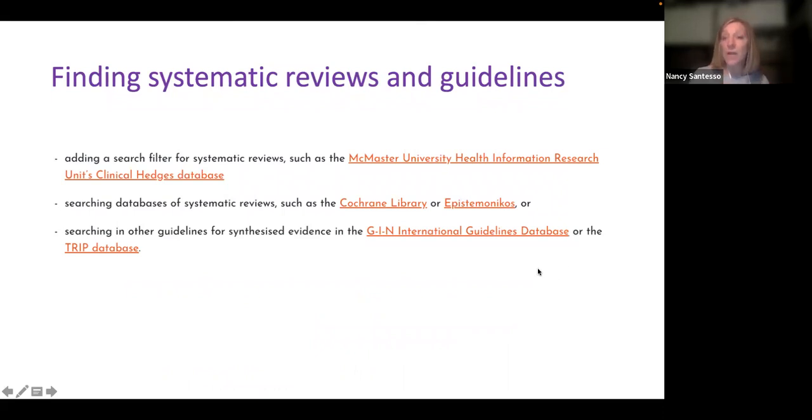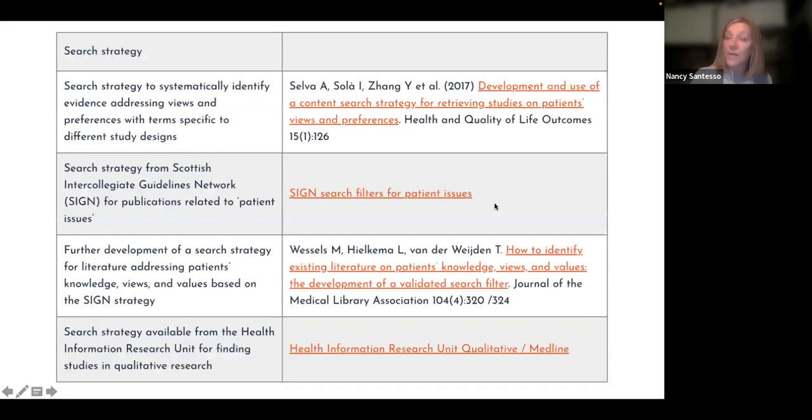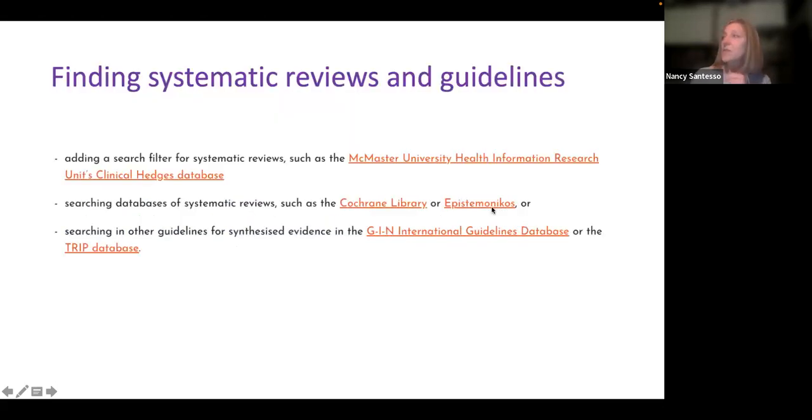Also in that chapter, we do provide some ways to try and find systematic reviews or other people's guidelines. So for example, you could look on the Cochrane Library, or Epistemonikos is another database that pulls together systematic reviews. And if you're looking for guidelines, there's the Guideline International database, and also the TRIP database for guidelines. So again, you're looking at someone else who's reviewed that literature.